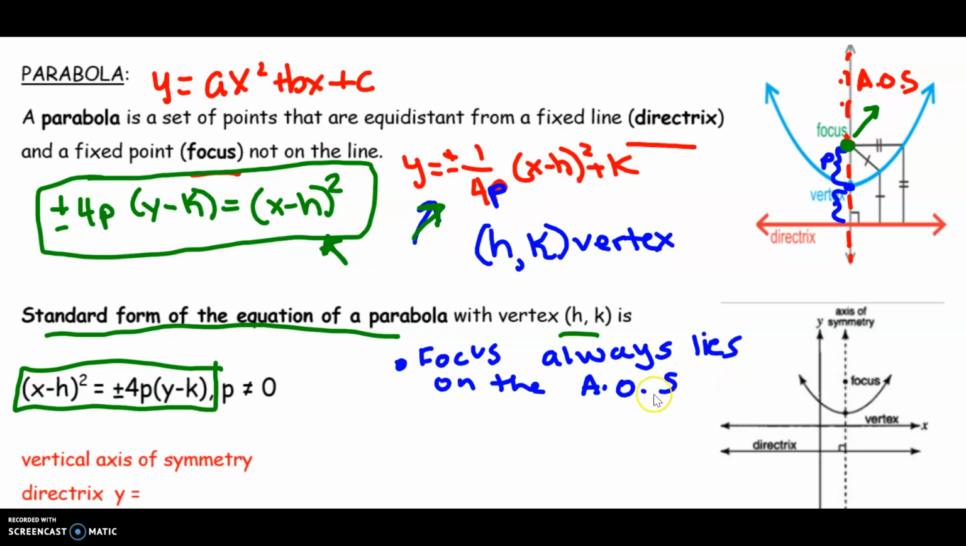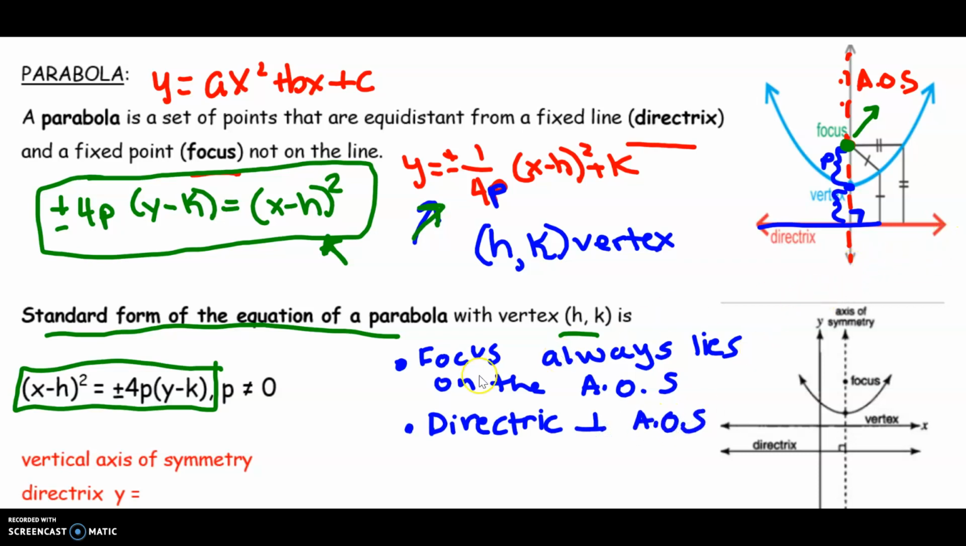The next piece that you should know is that the directrix, which is this line right here, is going to be perpendicular to the axis of symmetry. So that's another piece. The directrix is perpendicular to the axis of symmetry.